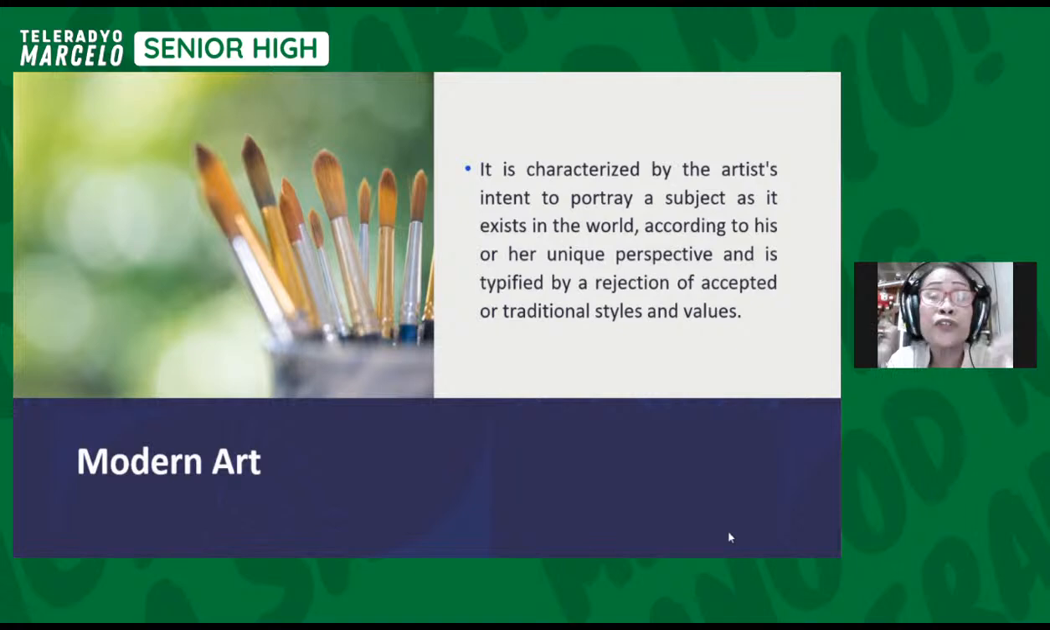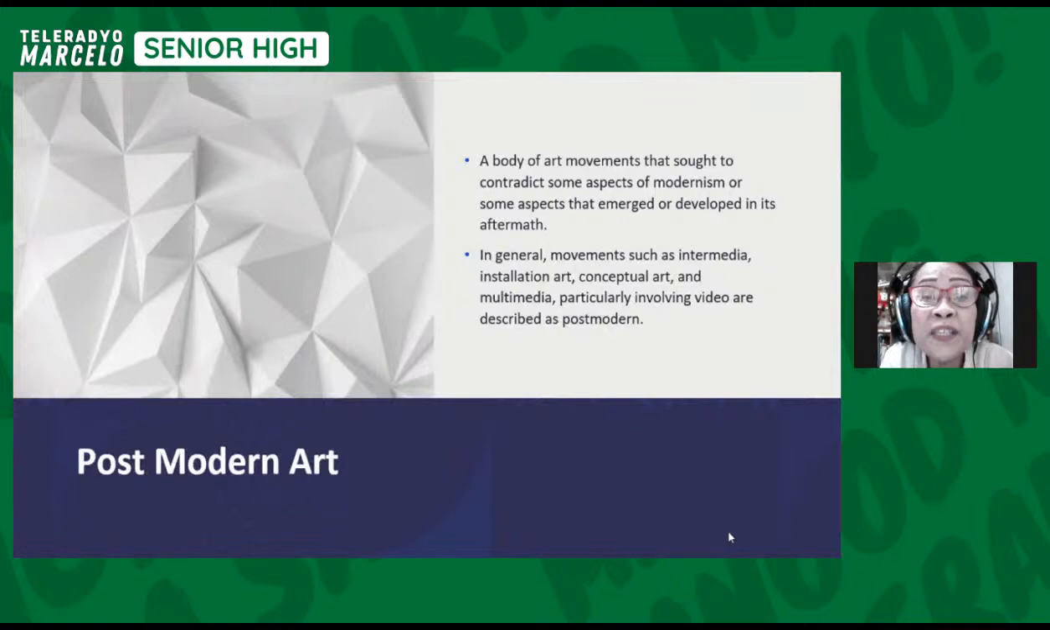It is characterized by the artist's intent, a body of art movement that sought to contradict some aspects of modernism or some aspects that emerged or developed in its aftermath. In general, movements such as intermedia, installation art, conceptual art, and multimedia, particularly involving video, are described as postmodern. Okay, tuloy po.